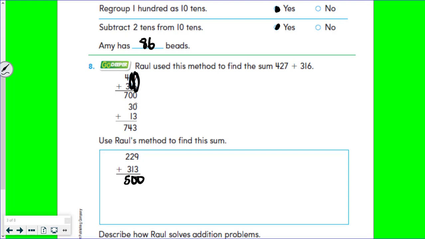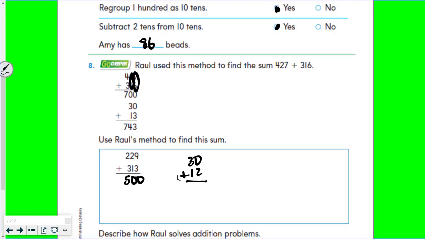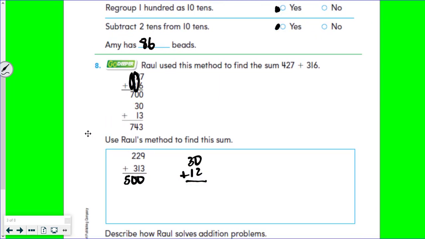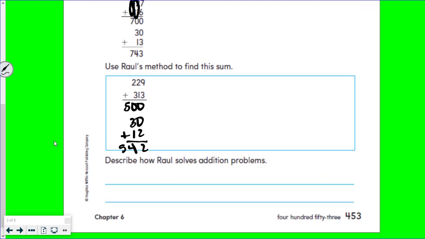500. And then the next part we add the tens. 30 plus the ones, 12. And actually, we want to move this. Whoops, not my whole page. Just this part. We want to move it here. And then move this here. Because we're going to add that to 500. So 500 plus 30 plus 12. So 542 should be the answer you got if you did it the way he did it, which is the same thing. It's just a different order.